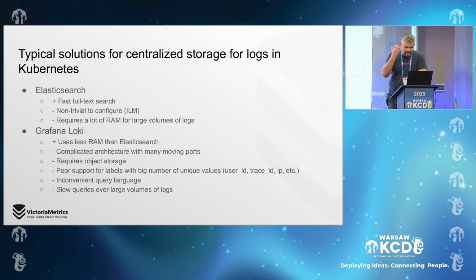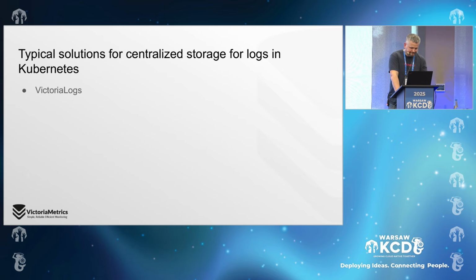And another problem is that Grafana Loki is slow when you search over big amounts of logs. Why? Because of architecture decisions. It literally scans all the logs, reads all the logs, and scans these logs for the given filter. And if you have terabytes of logs or petabytes of logs, then this may take a lot of time and a lot of resources.